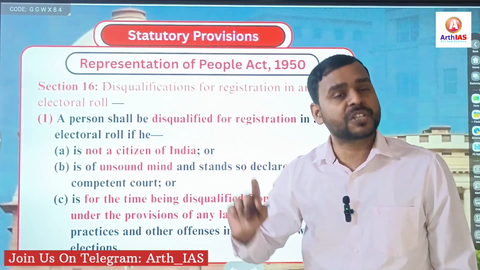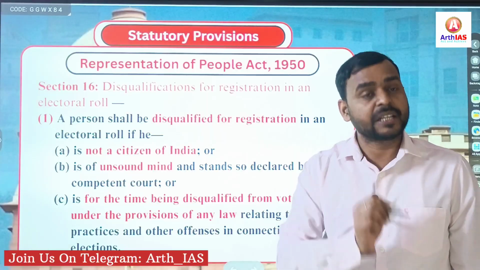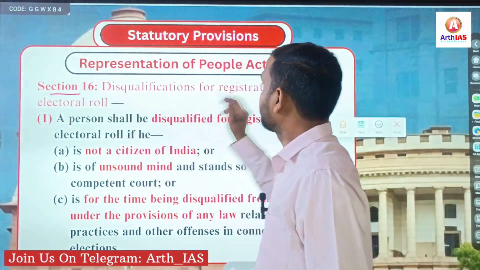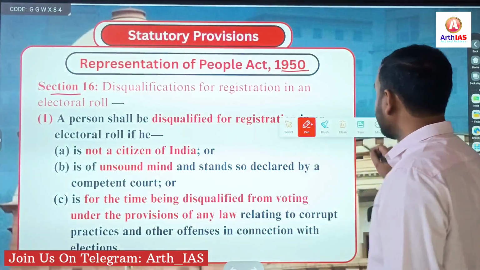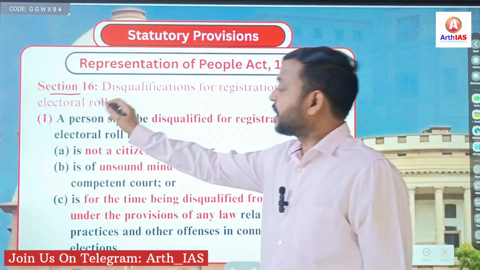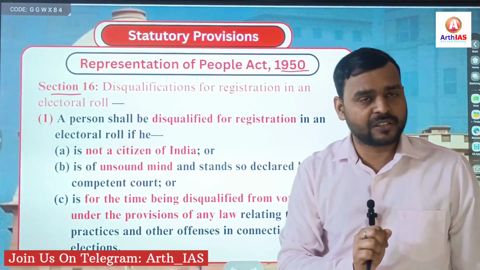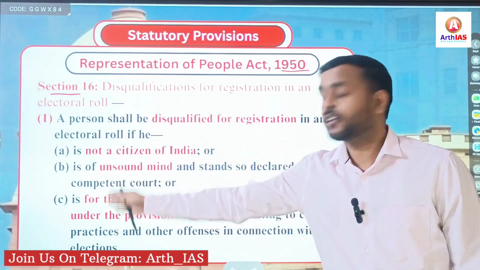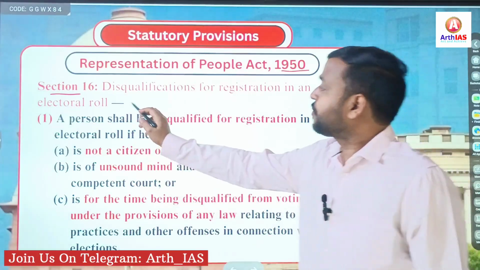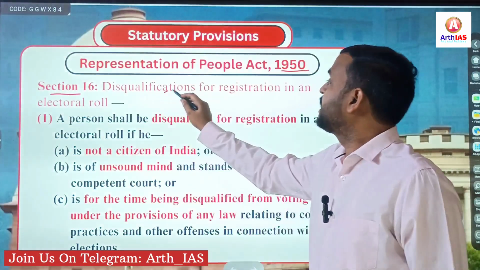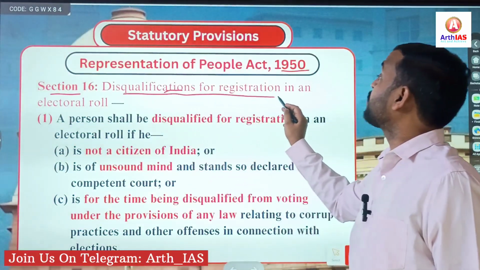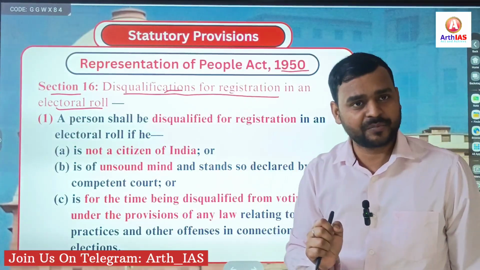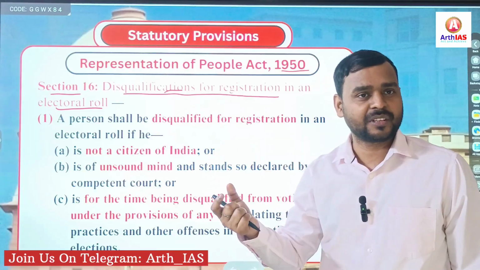Read Section 16 of the Representation of the People Act 1950, right? It says, there are two subsections, subsection 1 and subsection 2, and subsection 1 has certain clauses. So first, Section 16 talks about disqualification for registration in an electoral roll. Electoral roll is simply called the voters list. We call it the voters list, right?